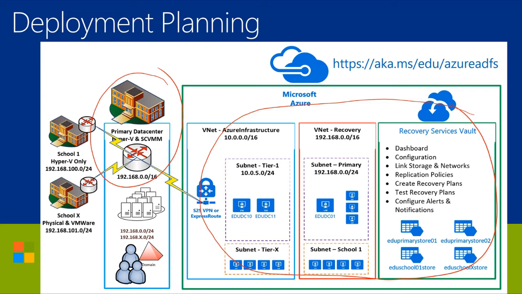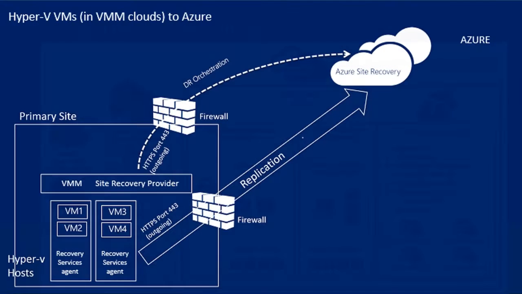The assumption here is that we have a Hyper-V and SCVMM solution. We will, in upcoming videos, do other scenarios as well. So let's take a look at what that solution looks like. On this slide we're showing a VMM server, which has what is known as a site recovery provider installed. So we have to install some software on our VMM server known as a site recovery provider. And then we have to install recovery agents on our Hyper-V hosts.